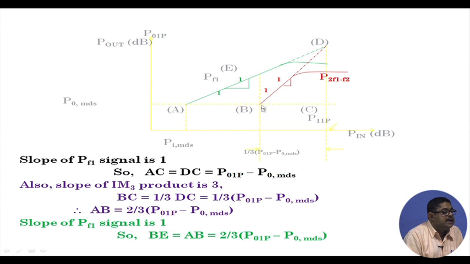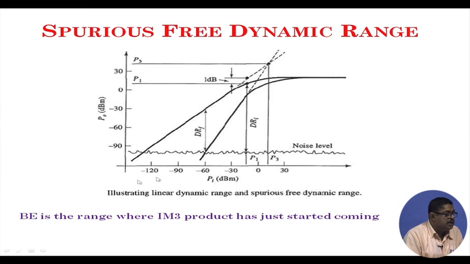So, this is the range where the third order intercept point is coming. That is what I am saying. B is the range where the IMD product has just started coming. So, I now know that this is the range that I should avoid, because now the third order intercept point is coming. So, I should stop.